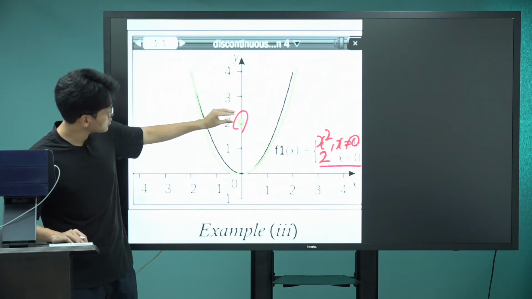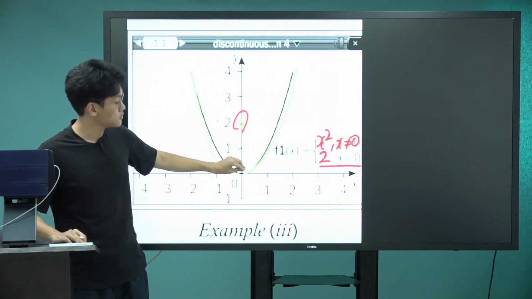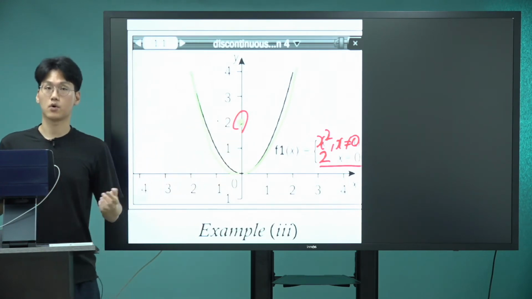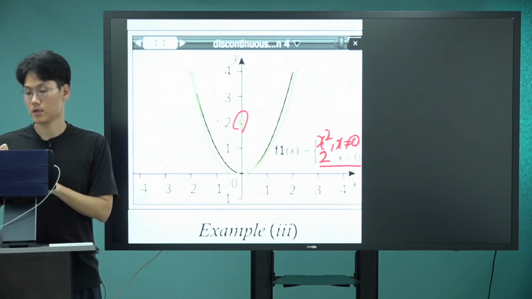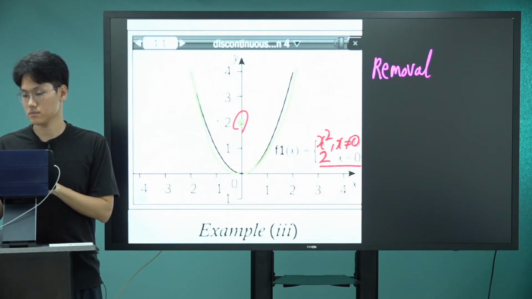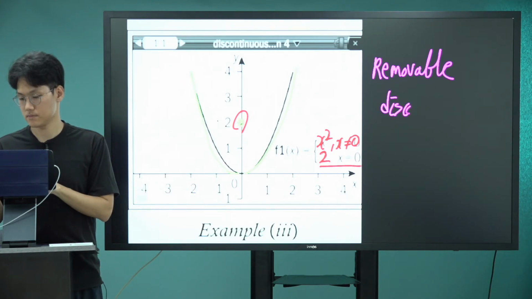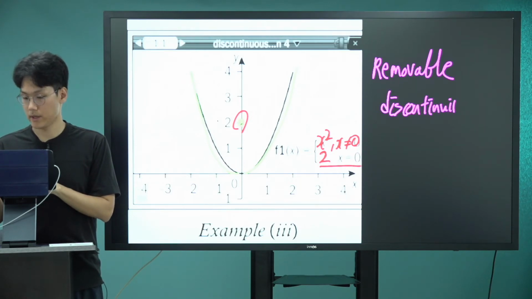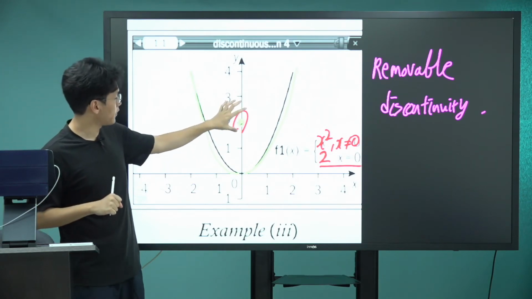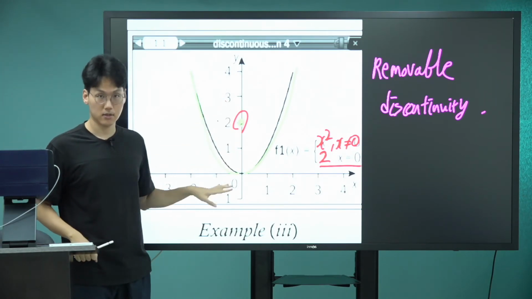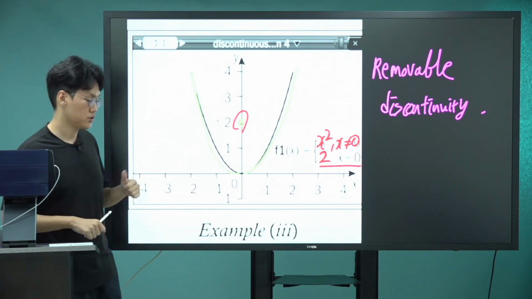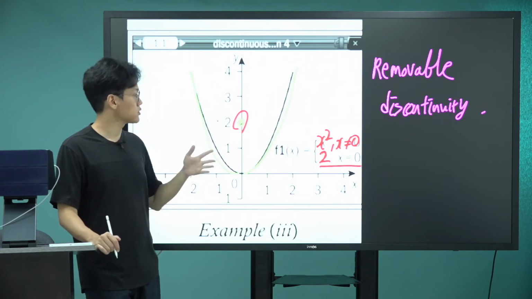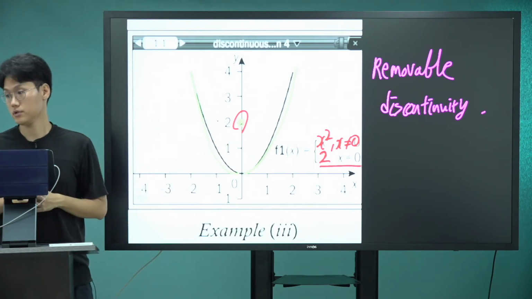Because if I could just get rid of this point and make it into the origin, that function will be just a nice quadratic polynomial continuous function. Hence, we call this a removable discontinuity, in a way that I can get rid of that point to be the origin, then I can make this continuous. Okay, so we have seen the 3 different discontinuities: infinite discontinuity, jump discontinuity, and removable discontinuity.